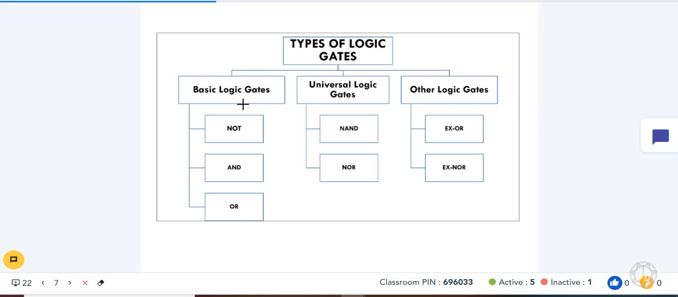In the basic logic gates, there are the NOT gate, AND gate, and OR gate. In universal logic gates, there are two universal logic gates, that is NAND and NOR, and the other logic gates are XOR and XNOR. This flowchart will help you to remember all kinds of gates and to understand the function of each and every gate. So now we will move to the basic logic gates.